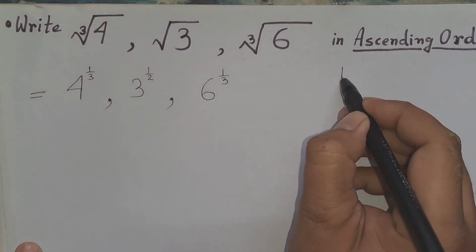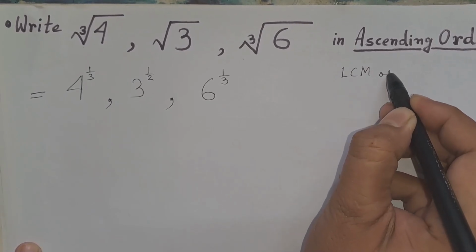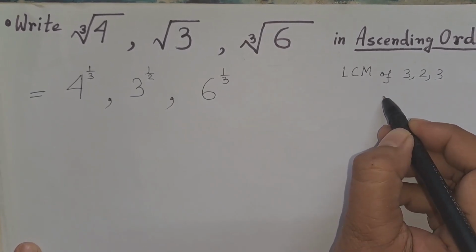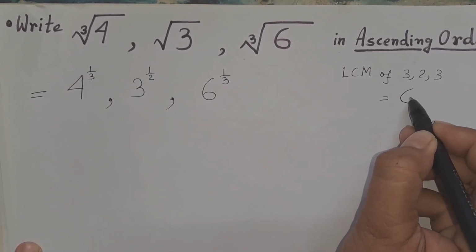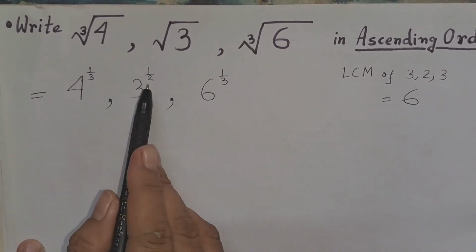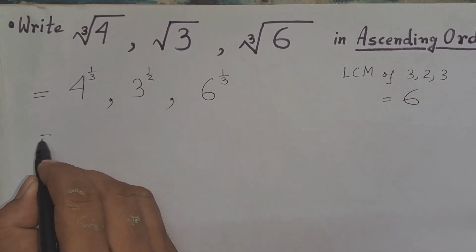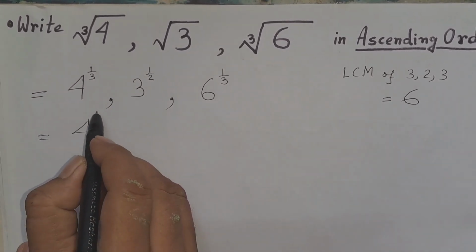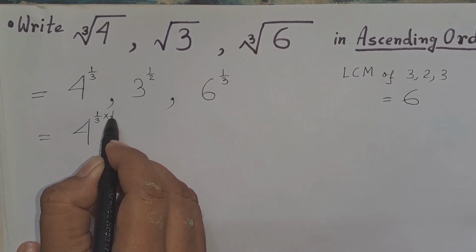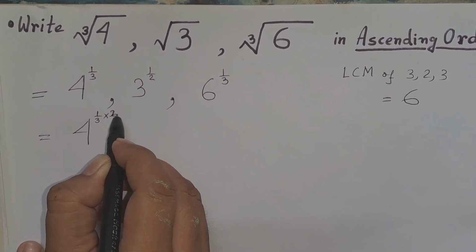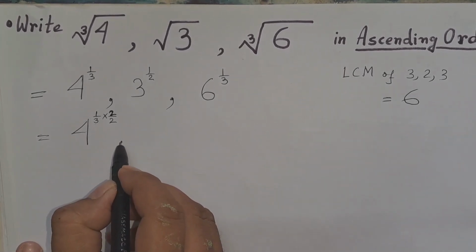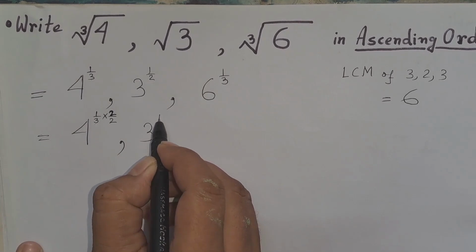Now 3, 2 and again 3, the denominators. We will take the LCM of the denominators. That means 3, 2 and 3. Just like the ascending, descending orders as you have done it with the fraction. So with LCM we will get 6. So we will have to make all the denominators of the powers as 6. So 1 by 3, if we want to make it 6, we will have to multiply it with 2. And as we multiply the denominator with 2, the numerator will also be multiplied with 2.